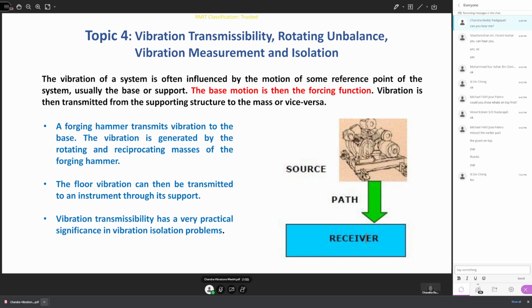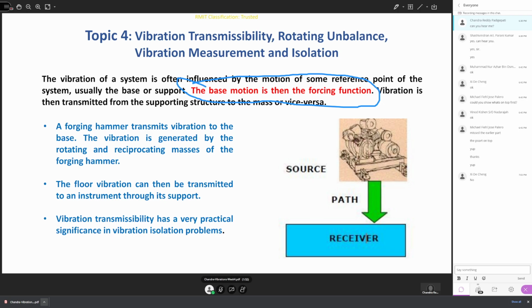What is meant by this? As you can see, the vibration system is basically influenced by some reference point within the system. This is mostly by the motion of the base. So you can see the base motion is the forcing function. In the next slide, we see what exactly this base motion is.